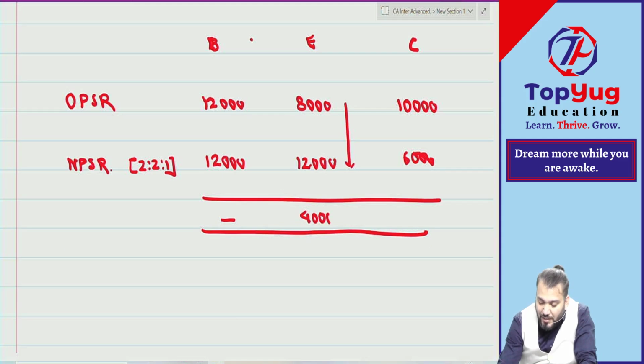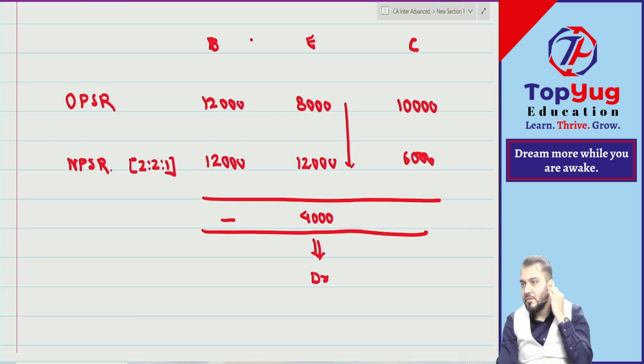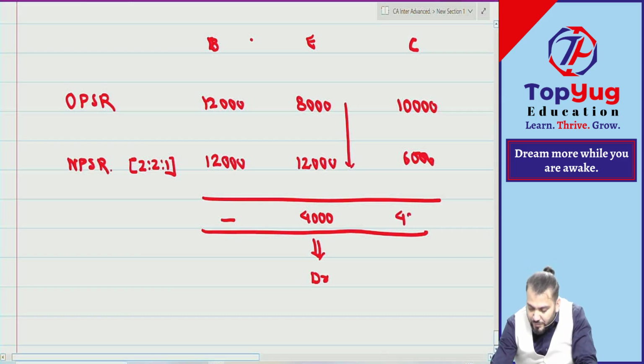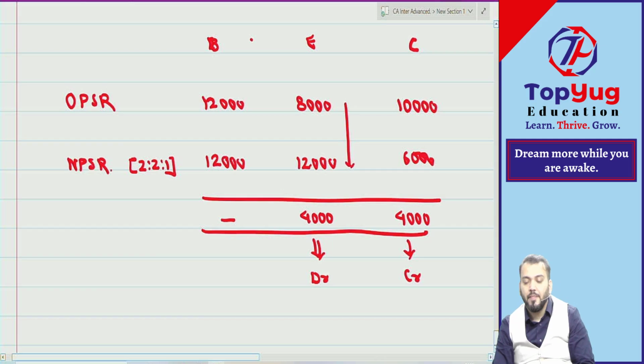So gaining partner will be debited or credited? Debited. Gaining partner will be debited. Who is sacrificing? So he will be credited. Now the journal entry. What is the journal entry? E's capital account debit to C's capital account. Have you understood? Correct.